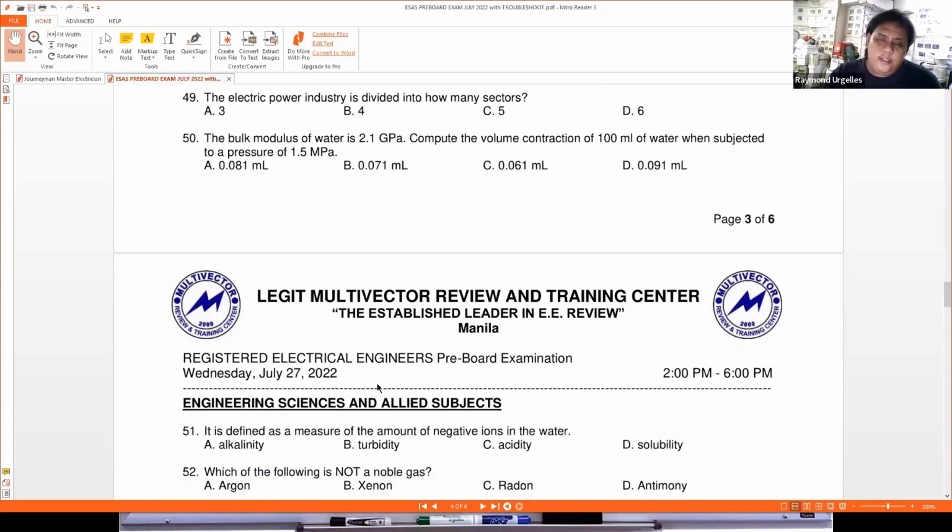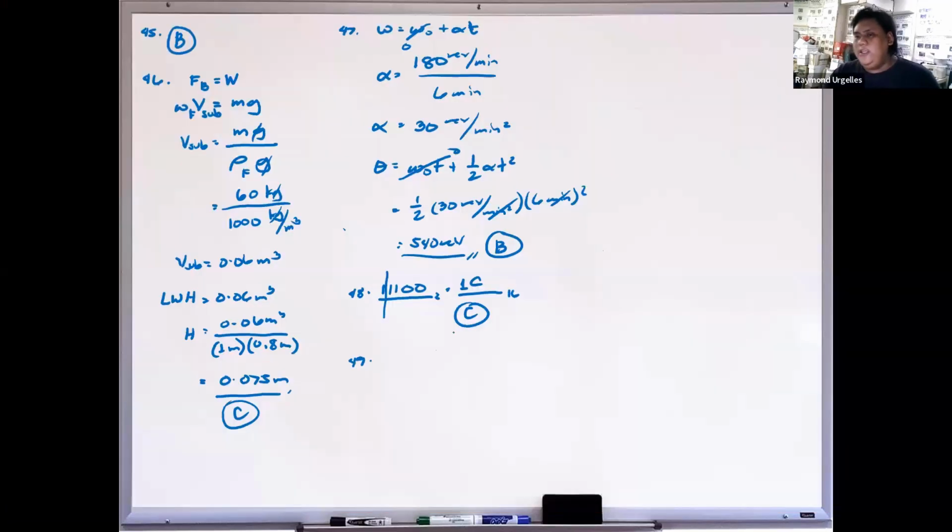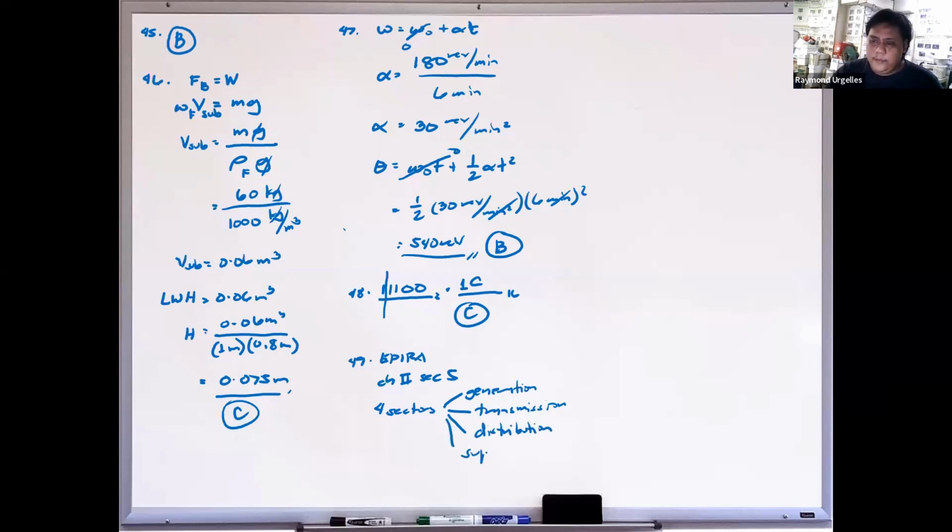The electric power industry is divided into how many sectors? You can find this in EPIRA, chapter 2, section 5. The electric power industry will be divided into 4 sectors, namely the generation, the transmission, the distribution, and supply. So our answer here is letter B, 4 sectors.